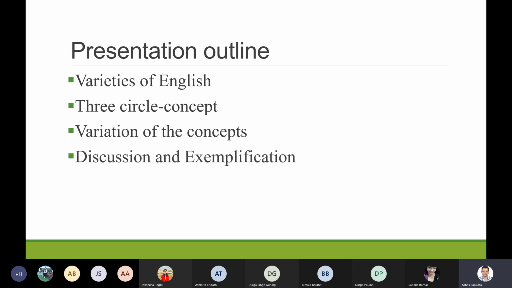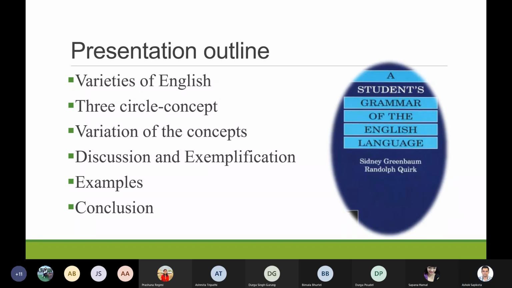We'll talk about some examples and exemplification. Then afterwards, we'll also try to elicit some additional examples. Then we draw the conclusion and the way forward for the next class discussion. Let's proceed further. Today's discussion will be based on Greenbaum and Quirk's ideas from the textbook A Student's Grammar of the English Language.